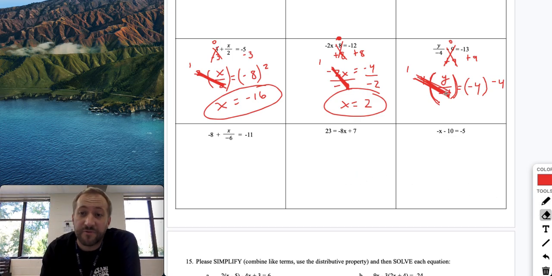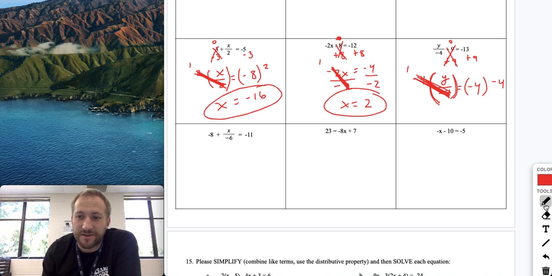All right, so now I'm left with y. Oh, wait, no, that's the eraser. Let's see if this works. Awesome, it does. Now I'm left with y equals negative 4 multiplied by negative 4. That just gives me positive 16.